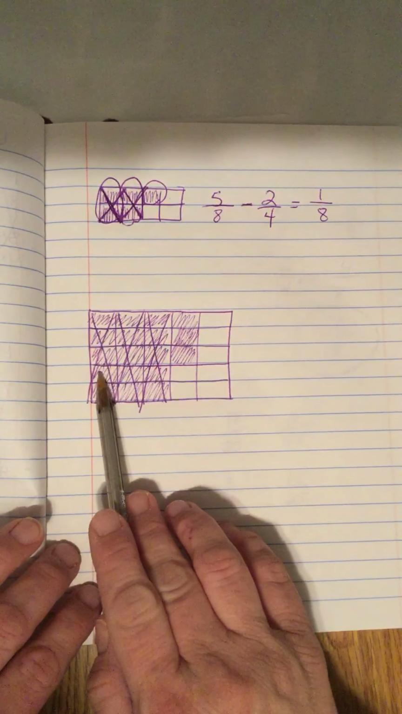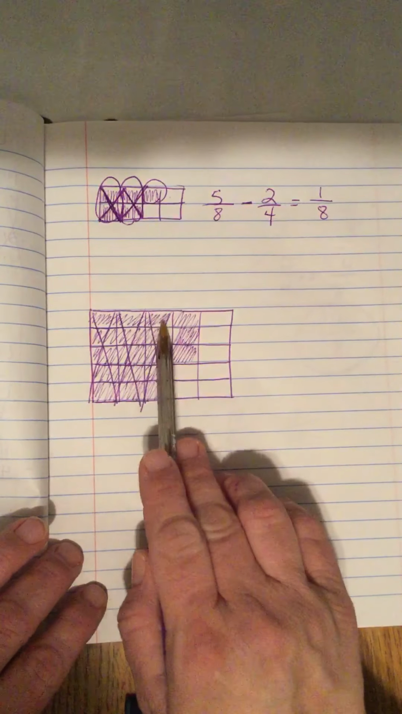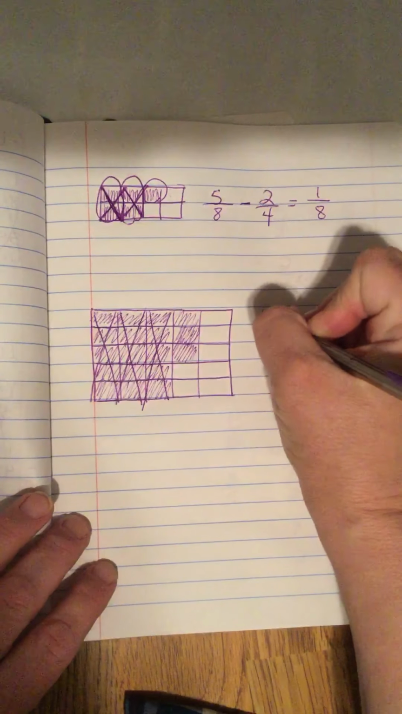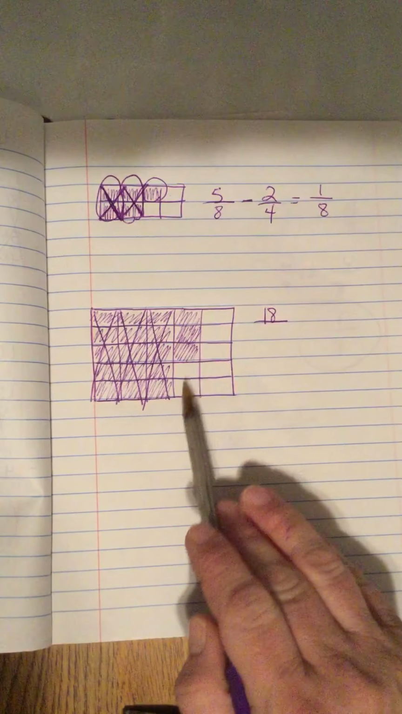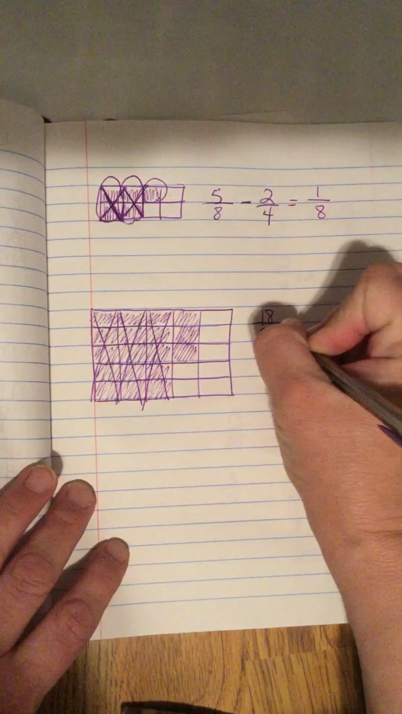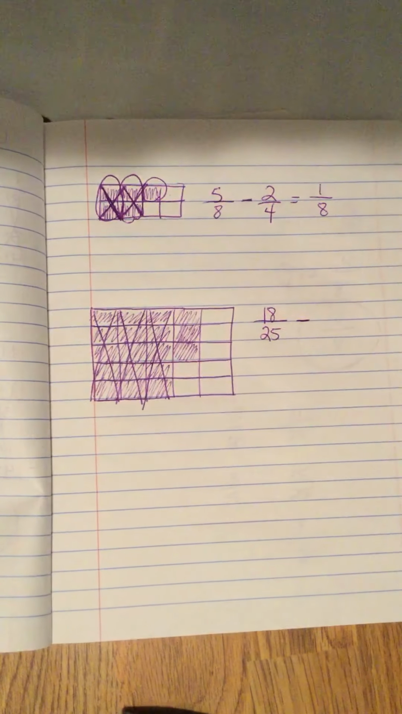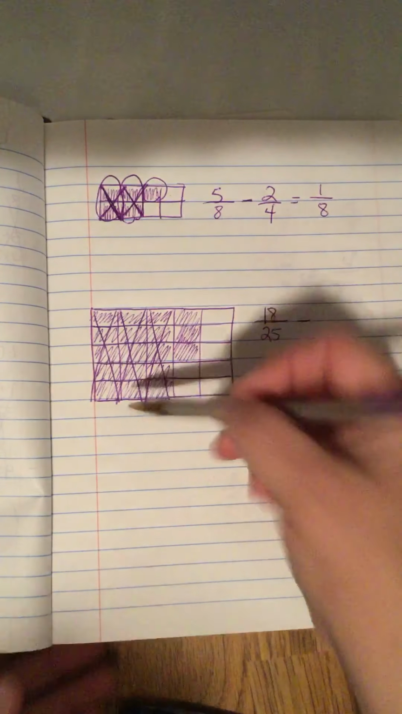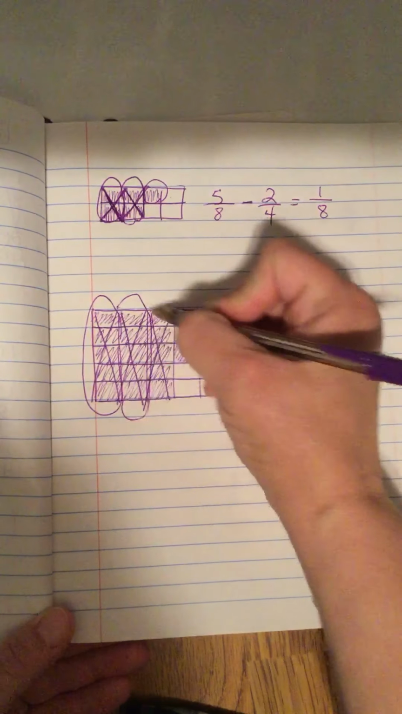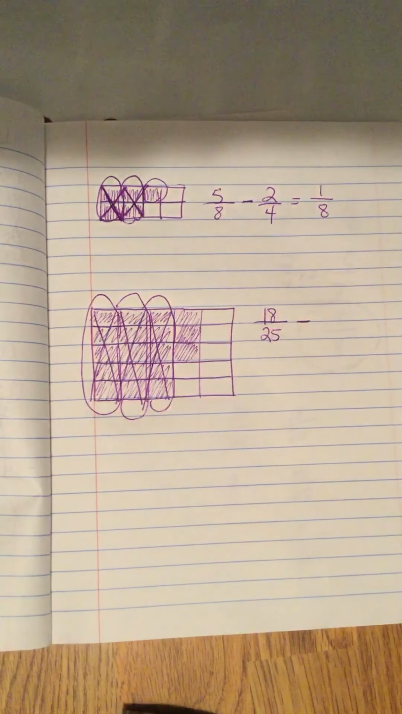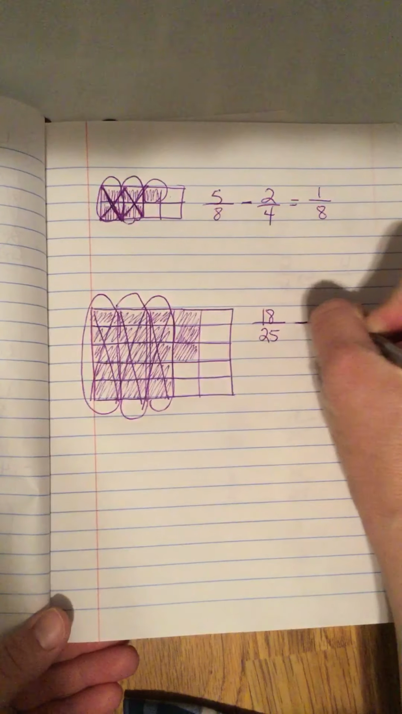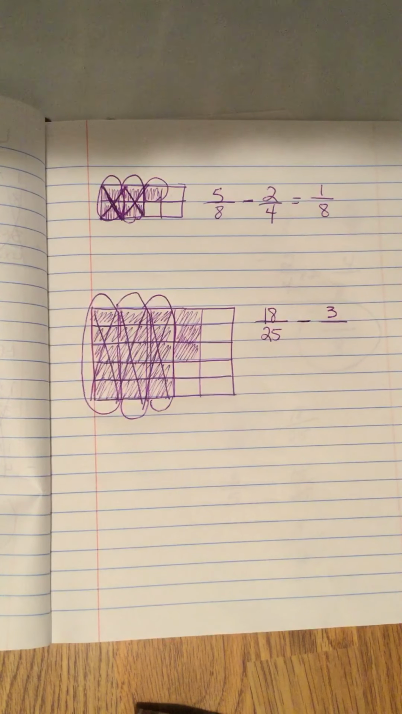1, 2, 3, 4, 5, 6, 7, 8, 9, 10, 11, 12, 13, 14, 15, 16, 17, 18 are shaded out of 19, 20, 21, 22, 23, 24, 25. 18 out of 25 are shaded. Now, look at the X's. You have to look at the whole column. So that's 1, 2, 3 columns are completely X'd out. So that's going to be my numerator. And my denominator is going to be what?